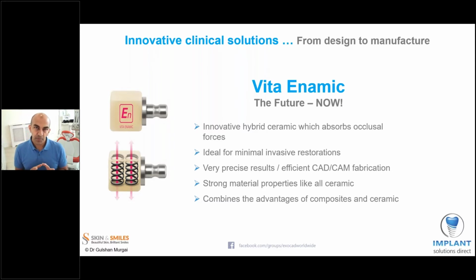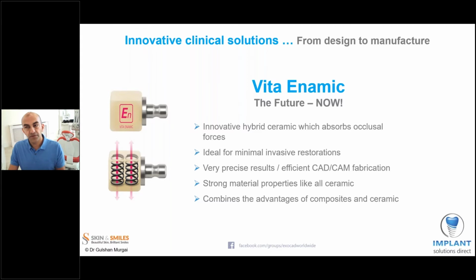Now, as I said, Enamic is a very special material because it's a hybrid. Hybrids are becoming very popular with the manufacturers. So GC has one, 3M has one, Vita has one. Vita's product is called Enamic. It was the first of this type of product available. And it's a material which, because of its mix between porcelain and resin, can absorb occlusal forces. It's great in cases of bruxism. You can use it for a screw retained restoration on an implant, as well as on teeth.